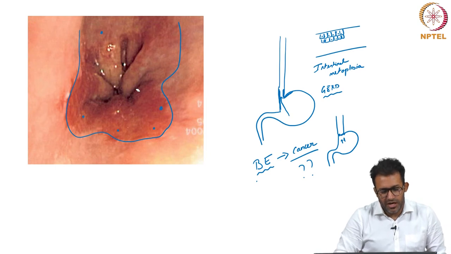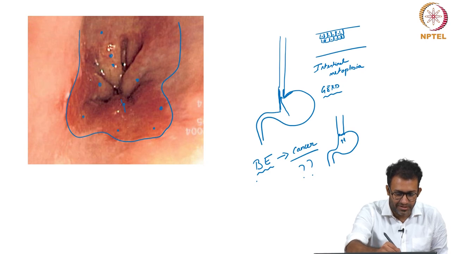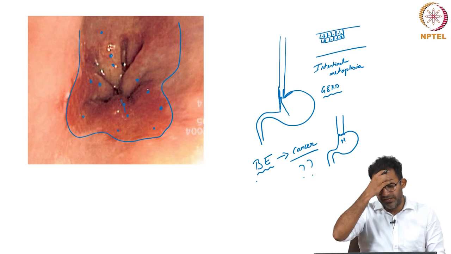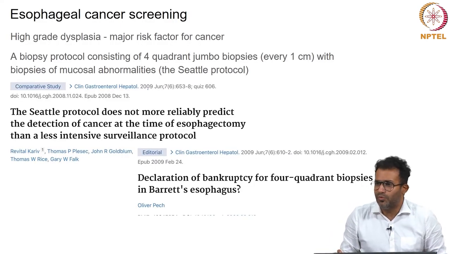So what the Seattle protocol does is that it goes every 1 centimeter and takes biopsies in every 4 quadrants, here, here, here, here, and then another 1 centimeter here, here, here, here. So this is the Seattle protocol, and that has been followed for multiple years because we never had a way of determining where the cancer could be.